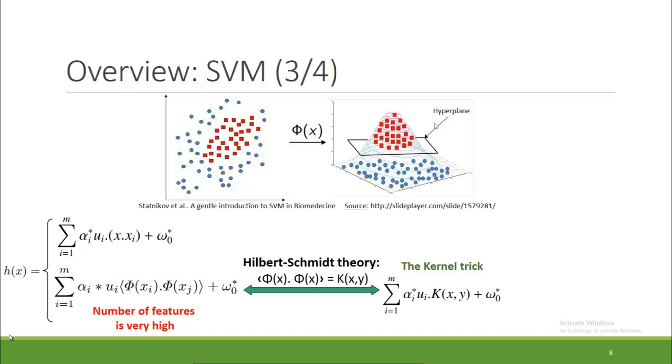However, in nonlinear separation, if the number of features is too high, then it will be impossible to calculate the hypothesis, and to solve the issue, we use what we call the kernel trick. What allows us to replace the dot products by the kernel trick is the theorem of Hilbert-Schmidt, which says that at a certain point, the dot products are equal to the kernel function.